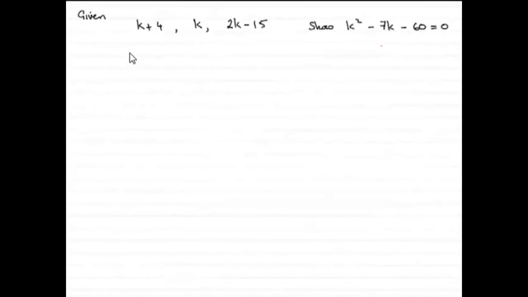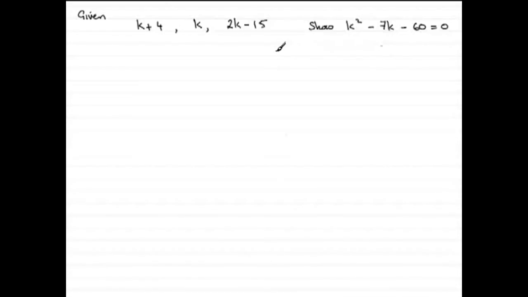Hi. Now, in this question, we're given the first 3 terms of the geometric series. They're k plus 4, k and 2k minus 15, and we've got to show that k squared minus 7k minus 60 equals 0. So, how are we going to do this?